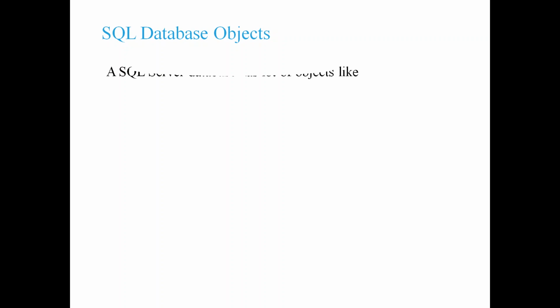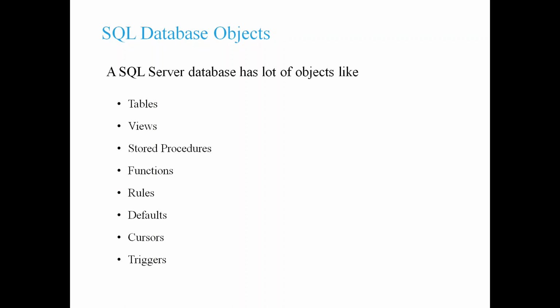The database objects are things like tables, views, stored procedures, functions, then rules, defaults, cursors, and triggers. All these objects you can see under databases. In your Management Studio, if you expand any database, you see all these objects listed under it. Having said that, usually developers will create the tables and the scripts like views, stored procedures, functions, and triggers. But as a DBA, we should be aware of what a table is, what a view is, or what a stored procedure is.